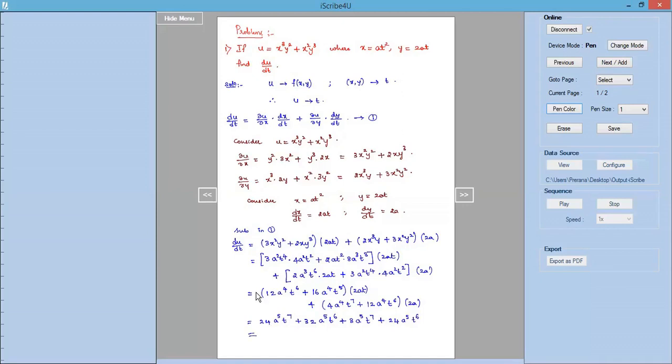we have the first and the third term as the like term, a power 5 t power 7 product. So 24 plus 8 gives us 32 a power 5 t power 7 plus second and the fourth term are like terms. So 32 plus 24 gives us 56. So 56 a power 5 t power 6. So this is the total derivative du by dt for the given function, u as a function of x, y and x and y as functions of t.